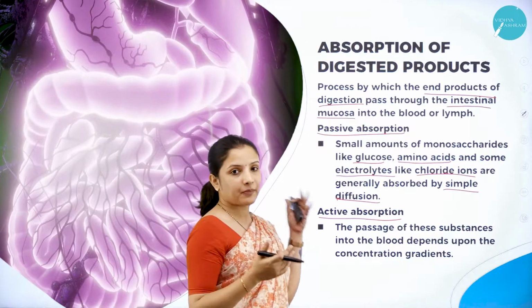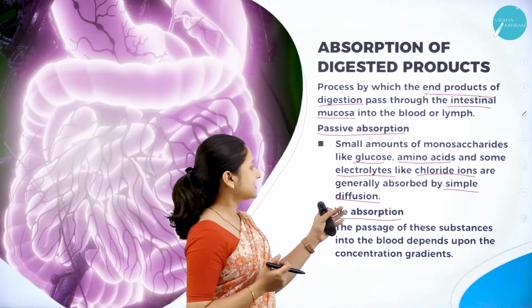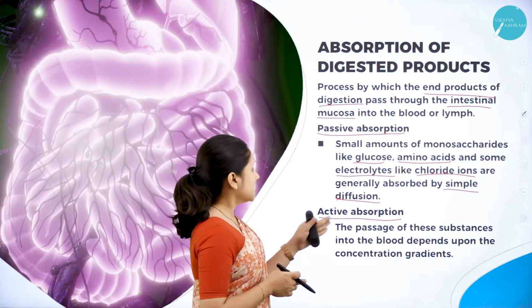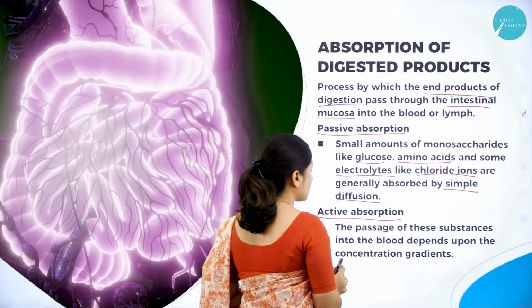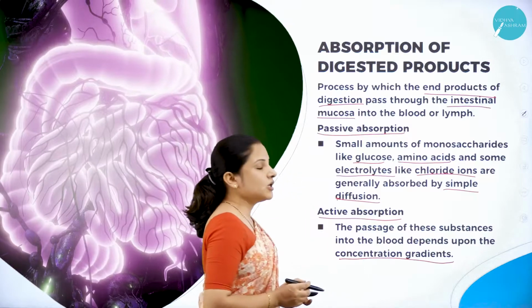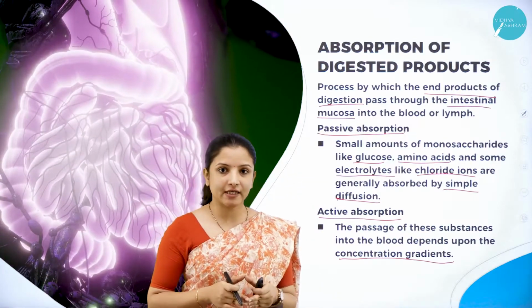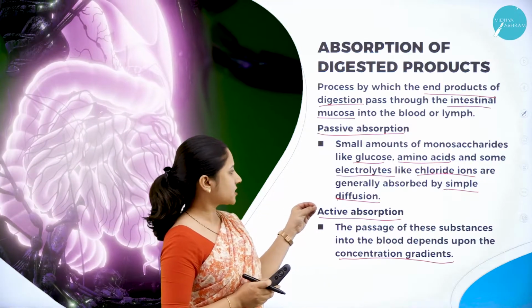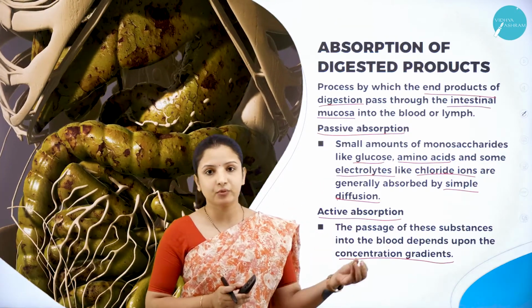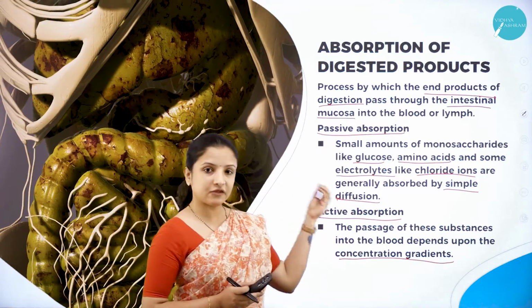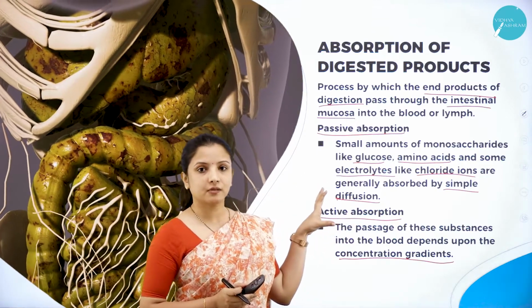So that is how it is a passive absorption process. Next is the active absorption process. The passage of these substances into the blood depends upon the concentration gradient. Passive absorption is simply absorption by the intestinal mucosa through the simple diffusion process. So that is passive absorption.